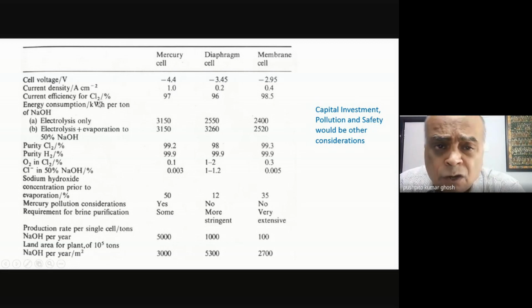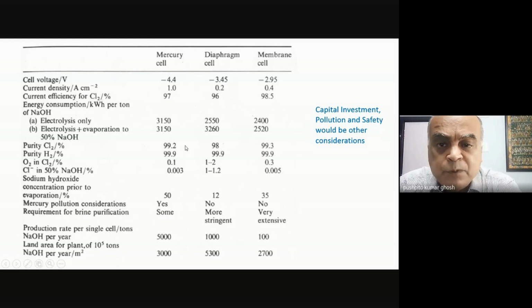Current efficiency, not bad. All of them are good. In fact, the membrane cell is marginally better today, and that's all because of the selectivity of permeation of sodium ion. Energy consumption: if you take only electrolysis over here, you will get one kind of picture, whereas if you take electrolysis plus the evaporation that you need to do to produce a sodium hydroxide solution of required concentration, purity in all cases today is very good.